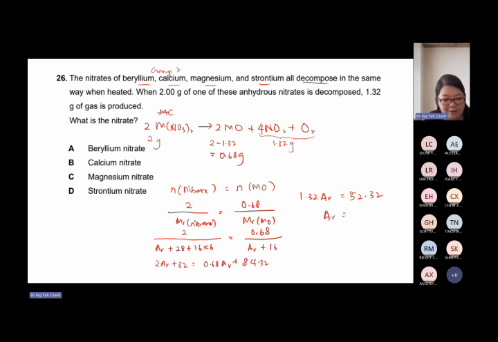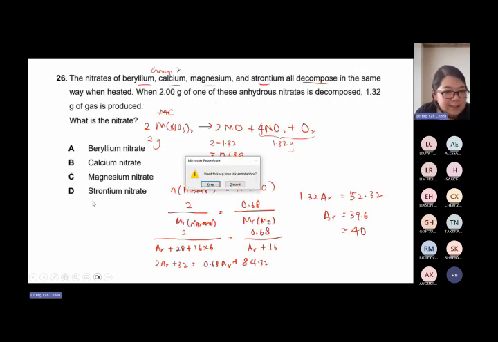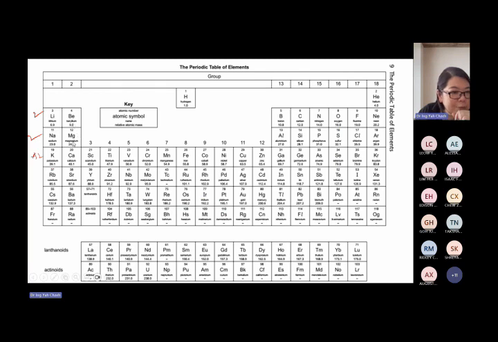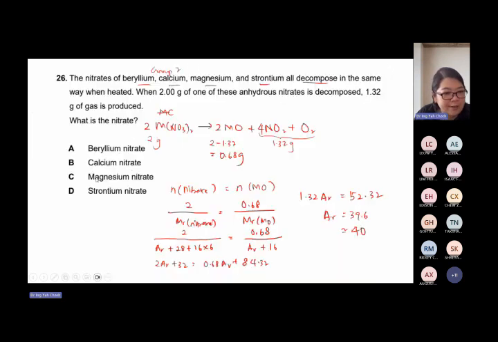52.32, so Ar is 39.6, or it's very close to 40. Now let us look at the periodic table and see which group 2 metal has a relative atomic mass of 40 or around 40. Group 2: 9, 34.3, 40.1, 87.6. We're only given these 4, right? So calcium is the one with the closest atomic mass to what I've calculated here. So the answer is B.